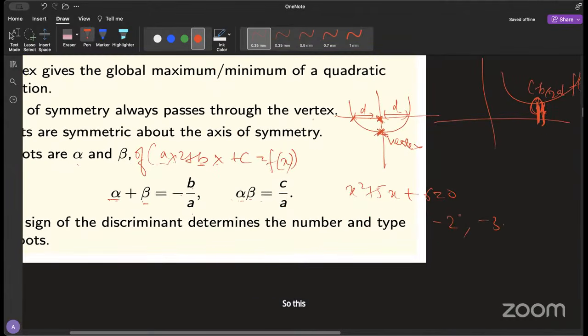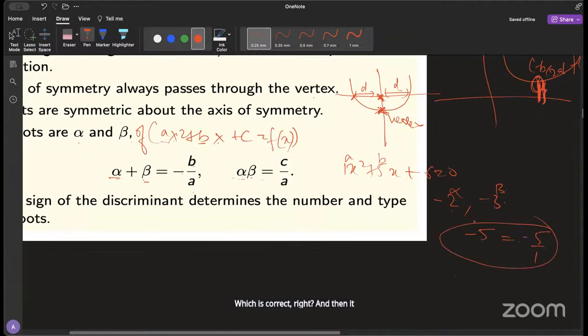This means now, if these two are your roots, let's call this alpha, call this beta. Then the sum of these two roots, minus 2 and minus 3, is minus 5, right? This should be equal to minus b by a. b is this, a is 1. So this is minus 5 by 1, which is correct, right?